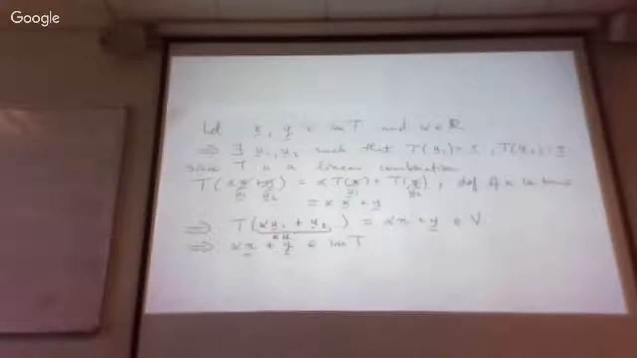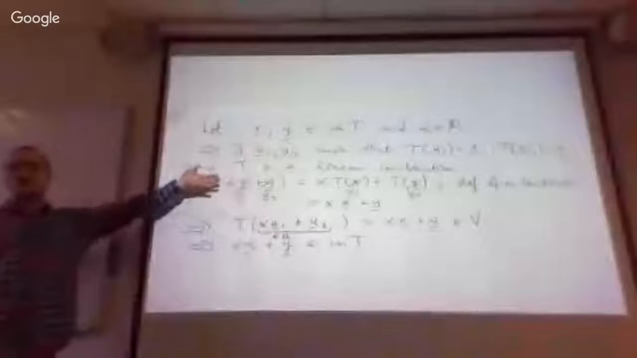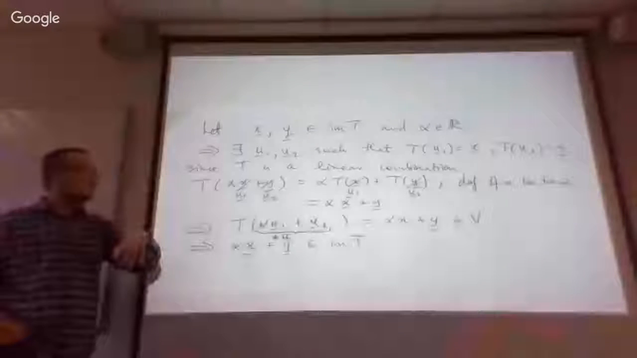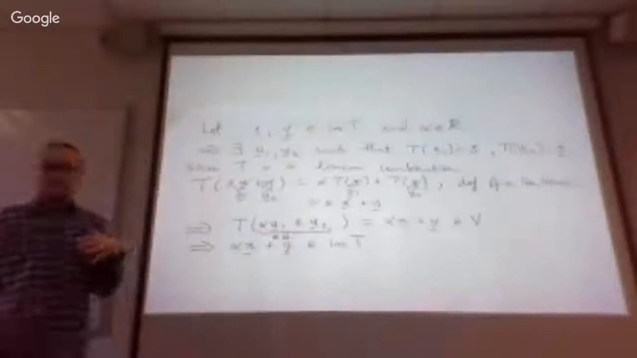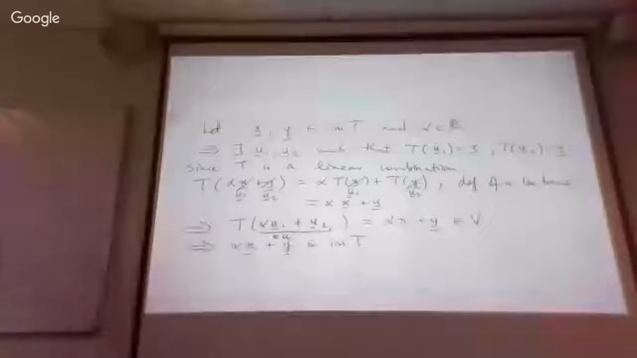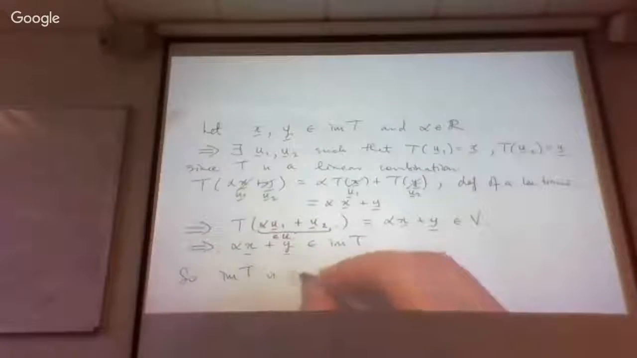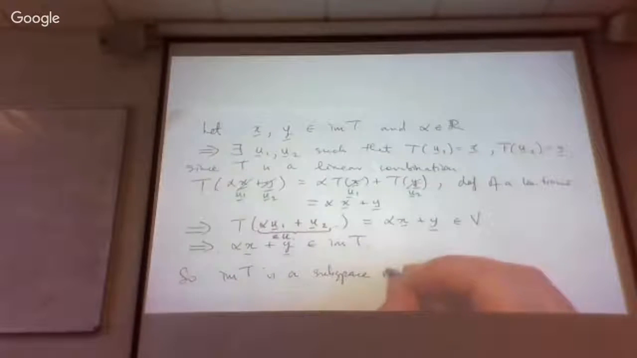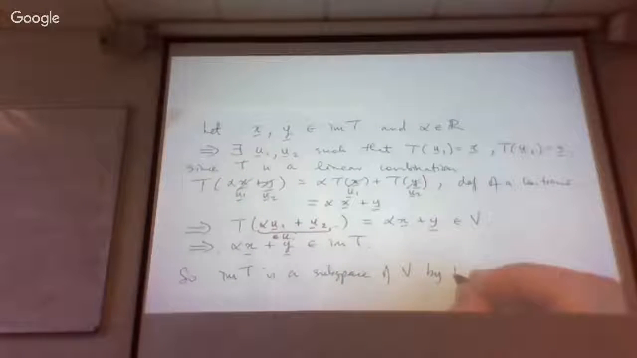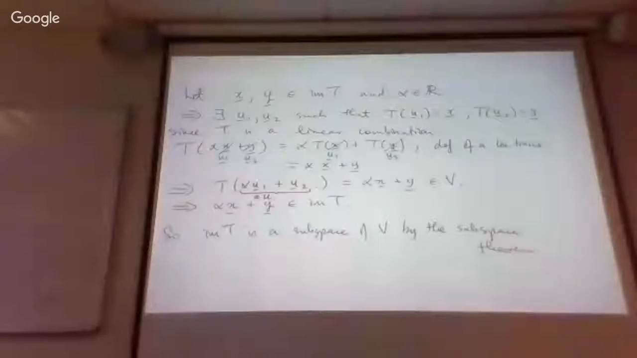So it's basically just interpreting the preservation of linear combinations condition for a linear transformation, showing that it becomes the closure under linear combinations criterion for a subspace. So the image of T is a subspace of V by the subspace criterion. Okay, any queries there?